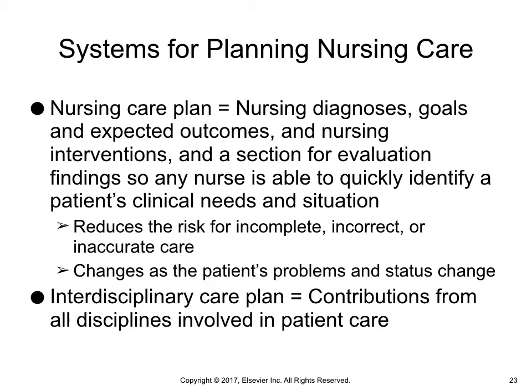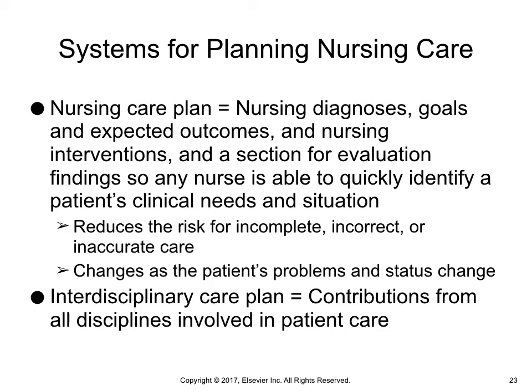System for planning nursing care. Nursing care plan equals nursing diagnosis, goals and expected outcomes, nursing interventions, and a section for evaluation findings so any nurse is able to quickly identify a patient's clinical needs and situation. Care plans also reduce the risk for incomplete, incorrect, or inaccurate care. The care plan changes as the patient's problems and status change. The plan gives all nurses a central document that outlines a patient's diagnosis and problems, the plan of care for each diagnosis and problem, and the outcomes for monitoring and evaluating patient progress.